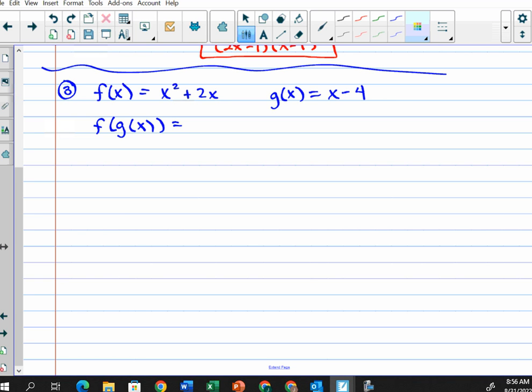All right, let's try this one. You're used to doing this with numbers. Like if I said f of 3, you'd know I'm plugging a 3 in wherever there's an x in the f function. When it's f of g of x, you're plugging the entire g of x function into the f of x function. So you're taking all of this and plugging it in wherever there's an x. So I'm going to say, and put it in parentheses, guys, x minus 4 quantity squared plus 2 times x minus 4.